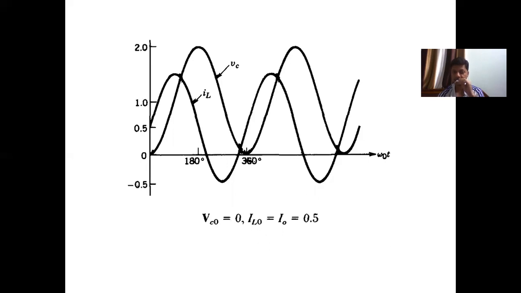As you can see, both the inductor current and the capacitor voltage are passing through 0. However, the 0 crossing instants are different. The frequencies are the same, both have the same frequency decided by the components LR and CR. And frequency is basically omega 0.